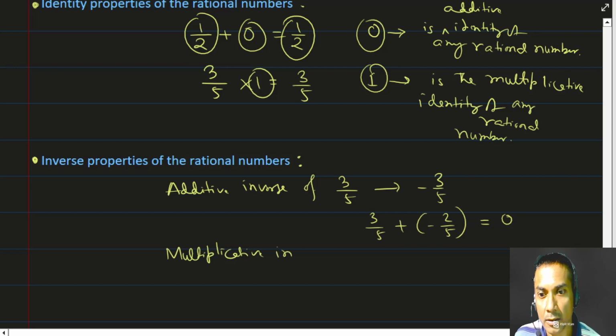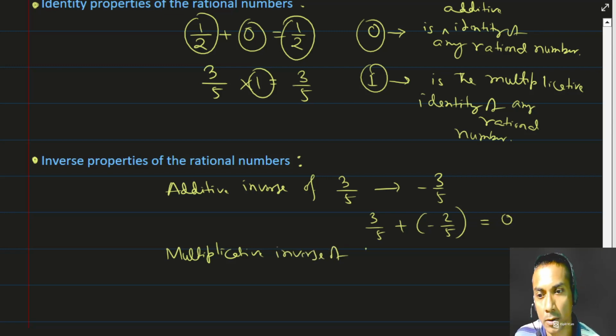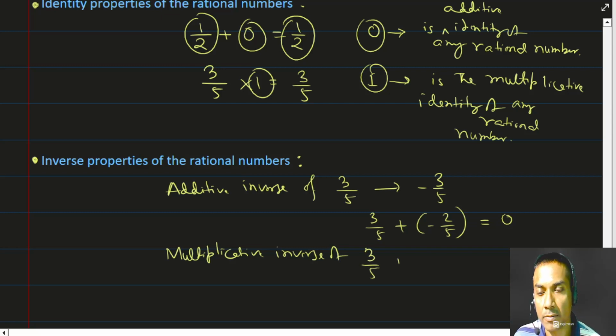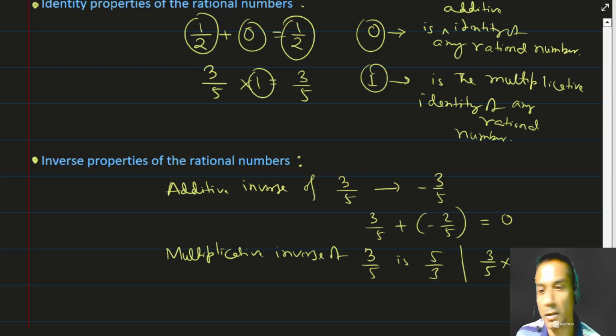And the multiplicative inverse of 3 by 5 is 5 by 3. Why? Because if we multiply 3 by 5 and 5 by 3, we get a result 1. Clear? Similarly, I give you more examples.